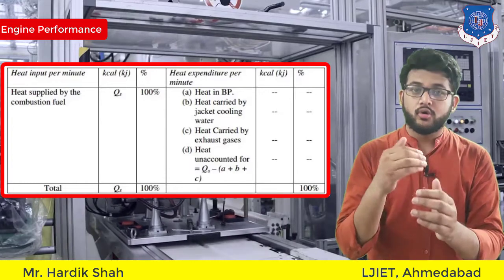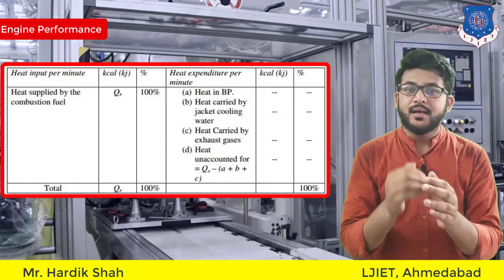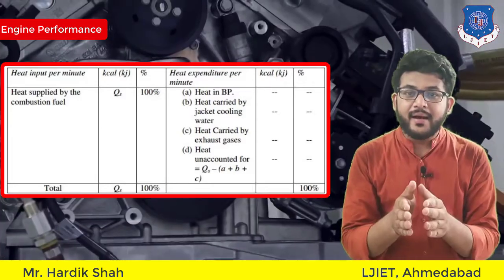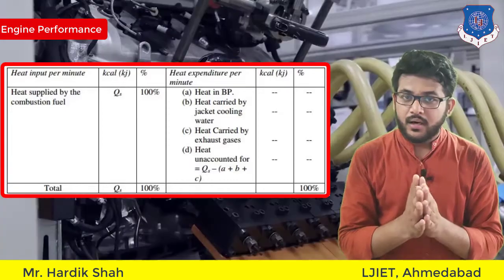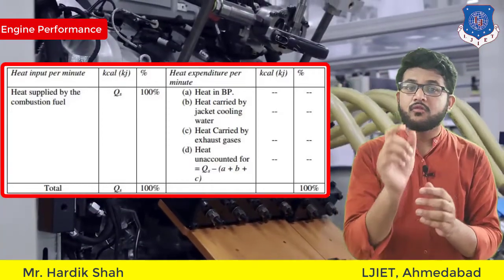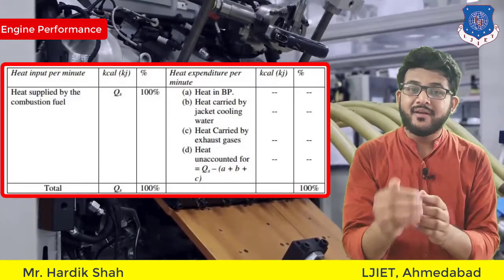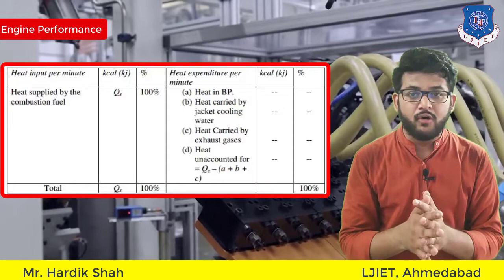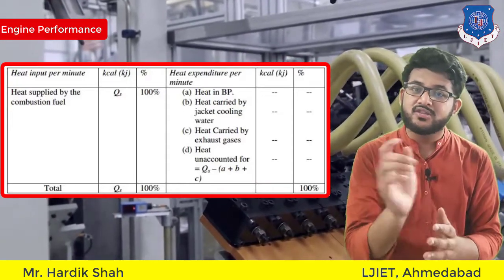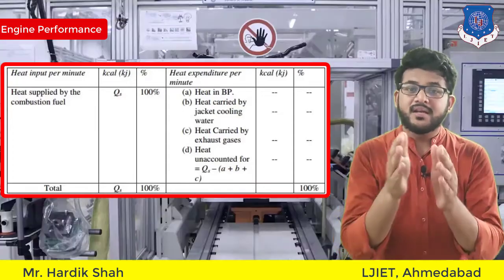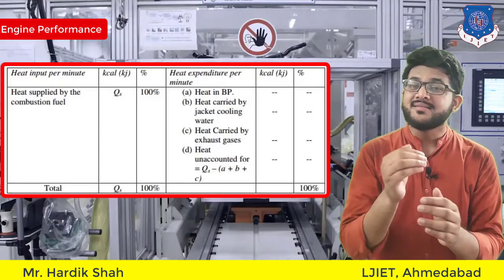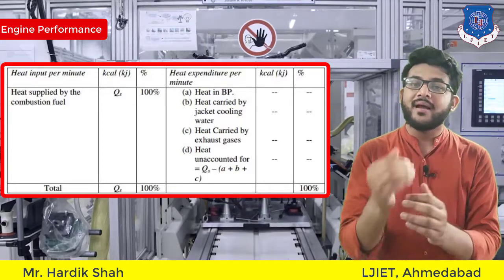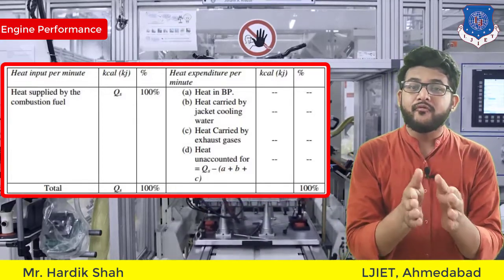So to draw this heat balance sheet for the IC engine, it is run at constant load and constant speed. The indicator diagram is drawn, and the quantity of fuel used in a given time and its calorific value, the inlet and outlet temperature of the cooling water, and the mass of exhaust gases are recorded. The heat balance sheet is generally done on a second basis, a minute basis, or an hourly basis. Now let's see how to do the setup for this type of test.